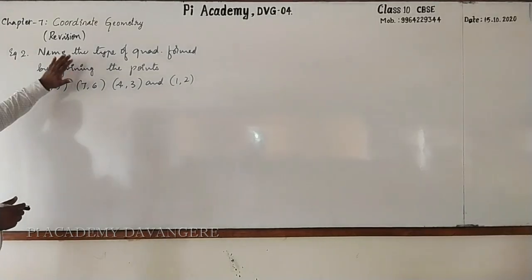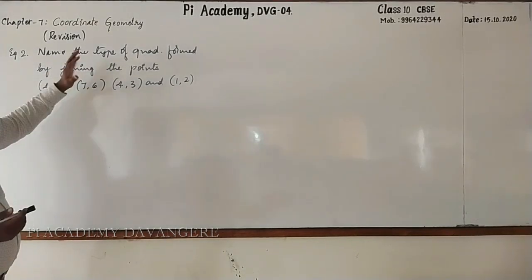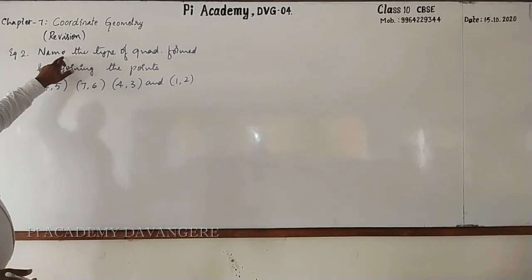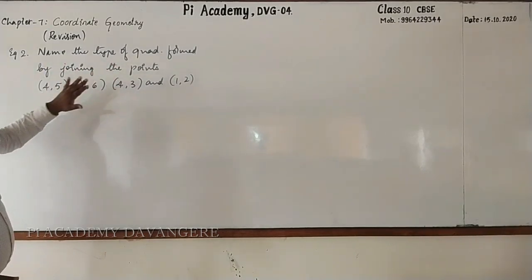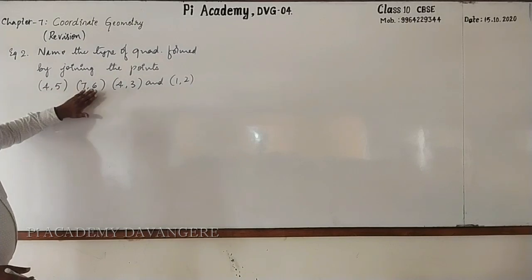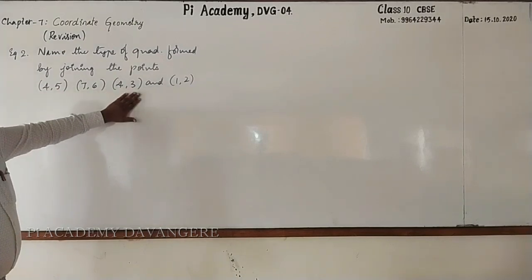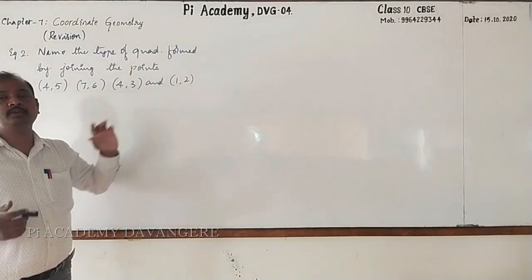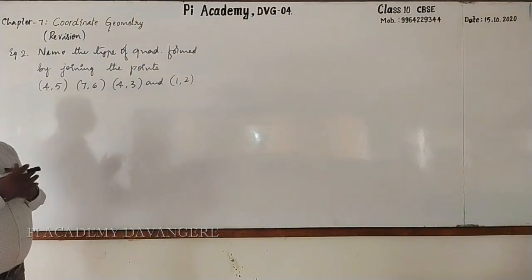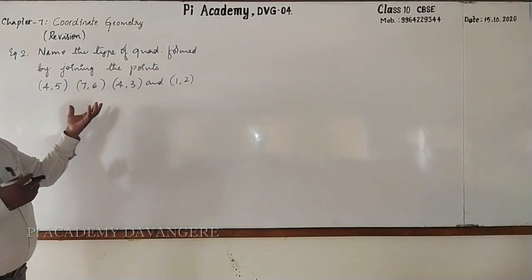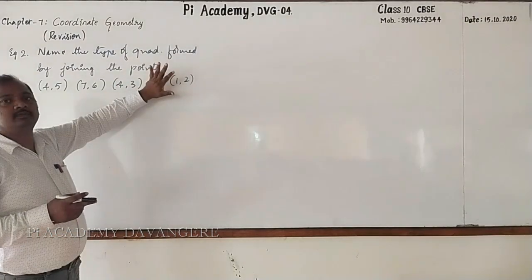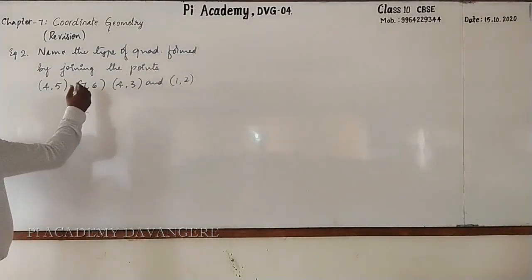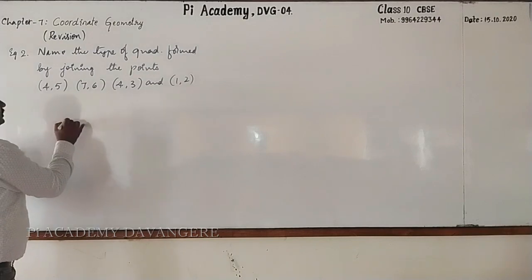Dear students, please go through this question and you may also copy this. The question is, name the type of quadrilateral formed by joining the points 4, 5, 7, 6, 4, 3 and 1, 2. Even this can also be given for triangles as well. If a triangle is given, then they give only 3 points. Now let's go for answering this question.